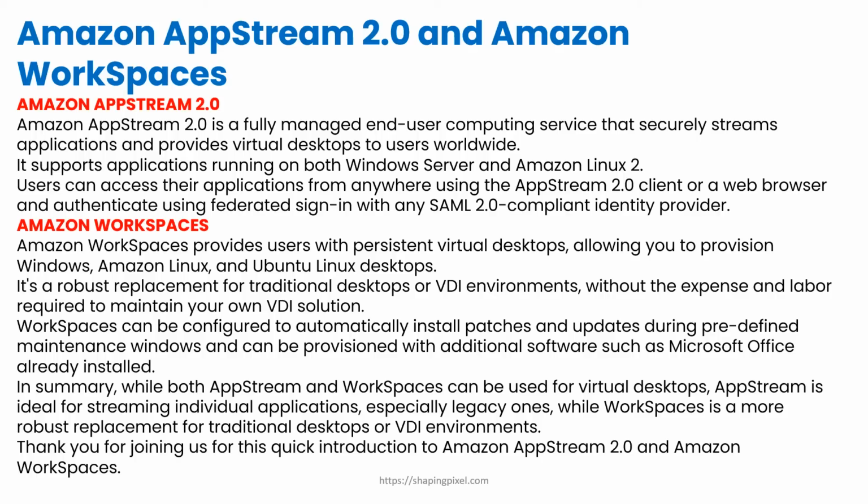Amazon WorkSpaces provides users with persistent virtual desktops, allowing you to provision Windows, Amazon Linux, and Ubuntu Linux desktops. It's a robust replacement for traditional desktops or VDI environments without the expense and labor required to maintain your own VDI solution. WorkSpaces can be configured to automatically install patches and updates during predefined maintenance windows and can be provisioned with additional software such as Microsoft Office already installed.